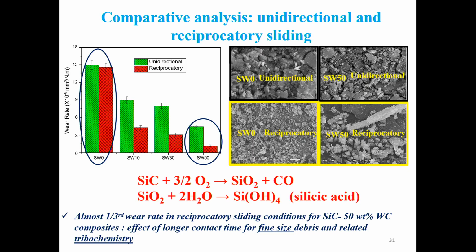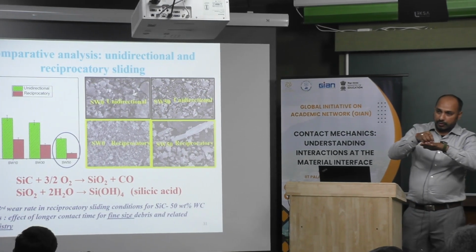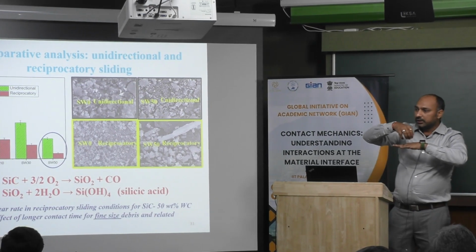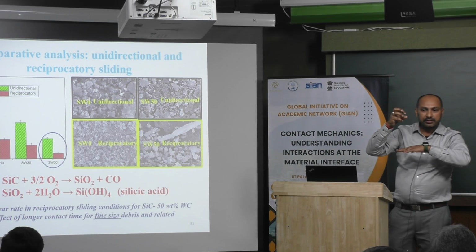So, this is the wear behavior we got. You see, in the unidirectional condition wear is always higher as compared to reciprocating, because whatever debris is forming in contact actually stays intact inside. Since it stays for a longer duration with the counter body, the debris size is also getting reduced.